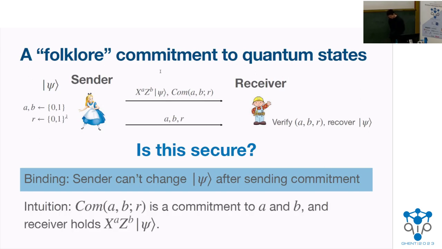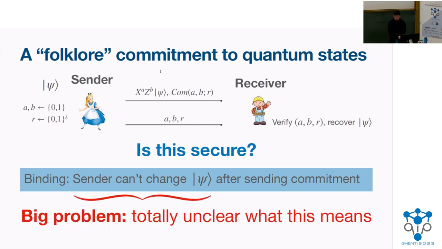Because the underlying classical commitment is binding, the sender can't change A and B after sending the commitment. And in addition, the sender has also sent away X to the A, Z to the B psi to the receiver. So the sender can't change how the receiver undoes the Pauli one-time pad. Okay, but there's one issue here, and it's that when we try to sit down and write down a proof, it's completely unclear what it means to not be able to change a quantum state psi. And I'll talk about this in more detail in just a couple slides, so bear with me.